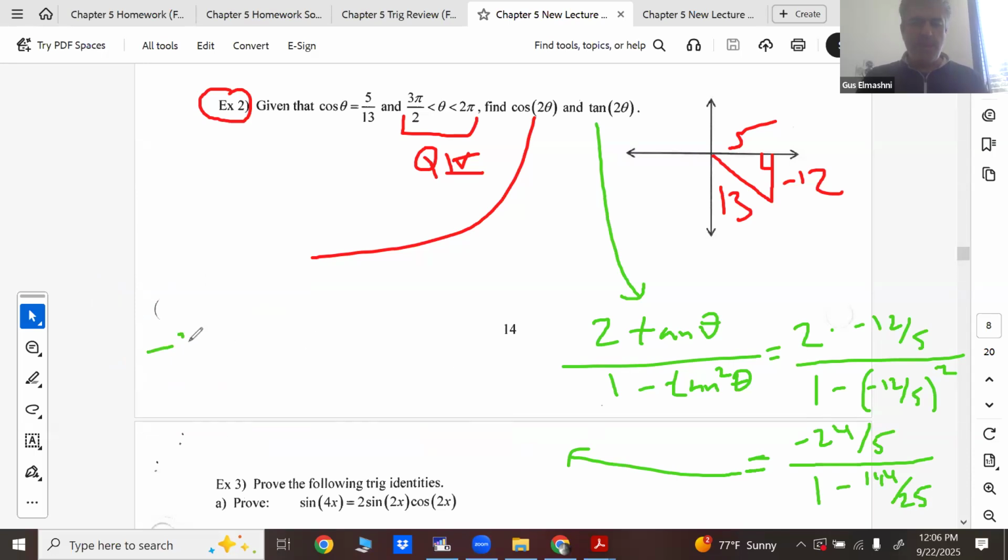So that's negative 24 over 5 times, and that's going to be 25 over 25, that 1 there. You make it 25 over 25. Which is, gosh, negative 119. So you flip it. And those will cancel. And the negatives will cancel as well. It's 120 over 119.